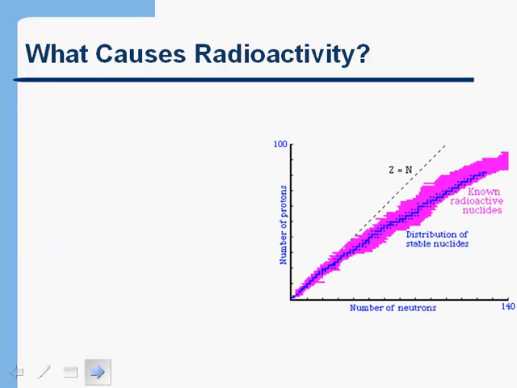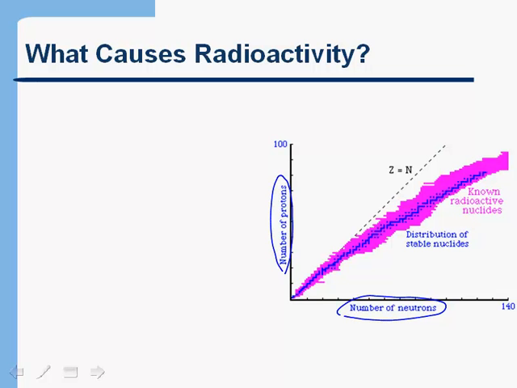Let's talk about what causes radioactivity. Before I get into that, let me just explain the graph that's on the slide. First of all, you'll notice that this is simply a graph of the number of protons in the nucleus versus the number of neutrons. We have two different colors here, pink representing radioactive nuclides, and blue representing non-radioactive or stable nuclides.